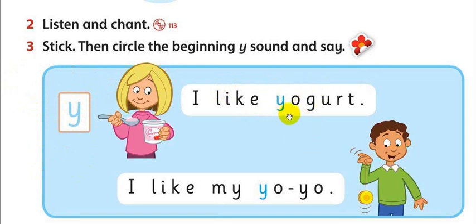And then we will put a circle around the letter Y. This is the letter Y. I like yogurt. Here we have one. I like my yo-yo. Here we have one. And here we have another one. But here they only want the beginning.